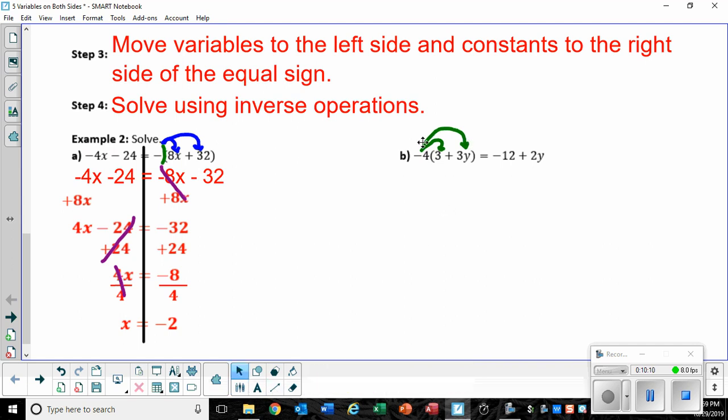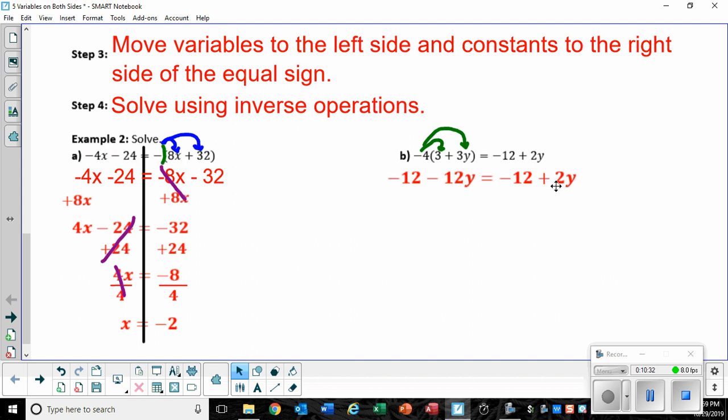So I do -4 times 3 gives me -12. -4 times 3y gives me -12y. And I just bring it down, and I bring down the other side because I haven't done anything to that. Now over here on the right side, there's nothing to distribute. So I'm going to go ahead and move my variables to the left.